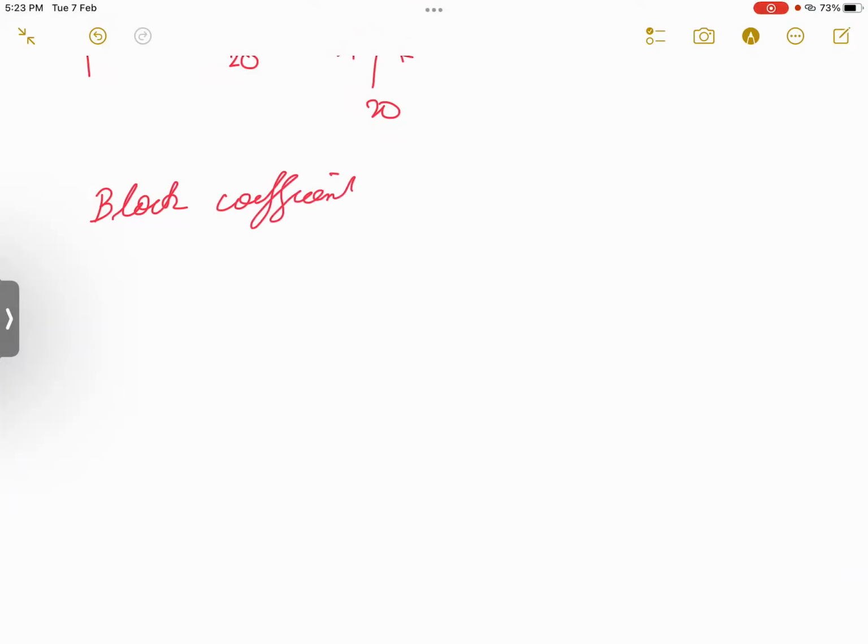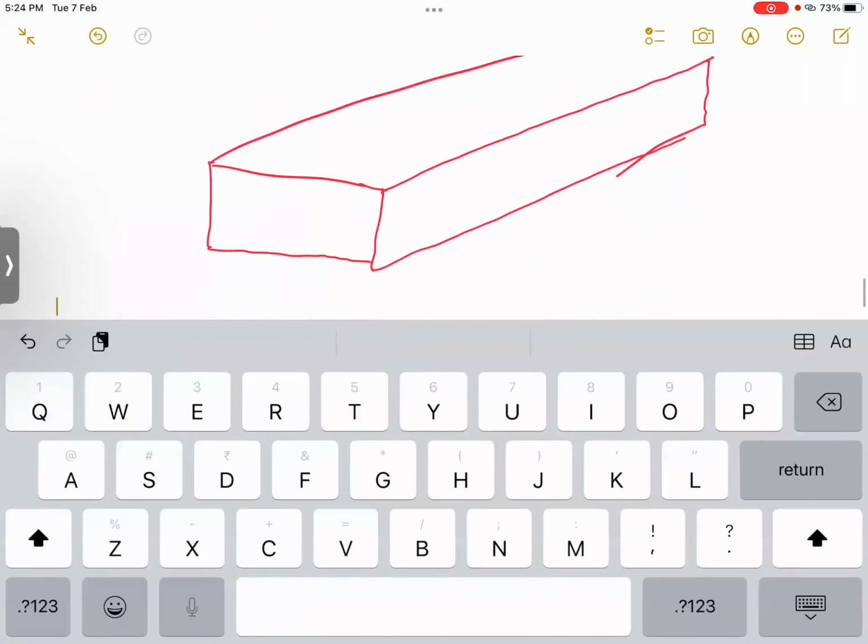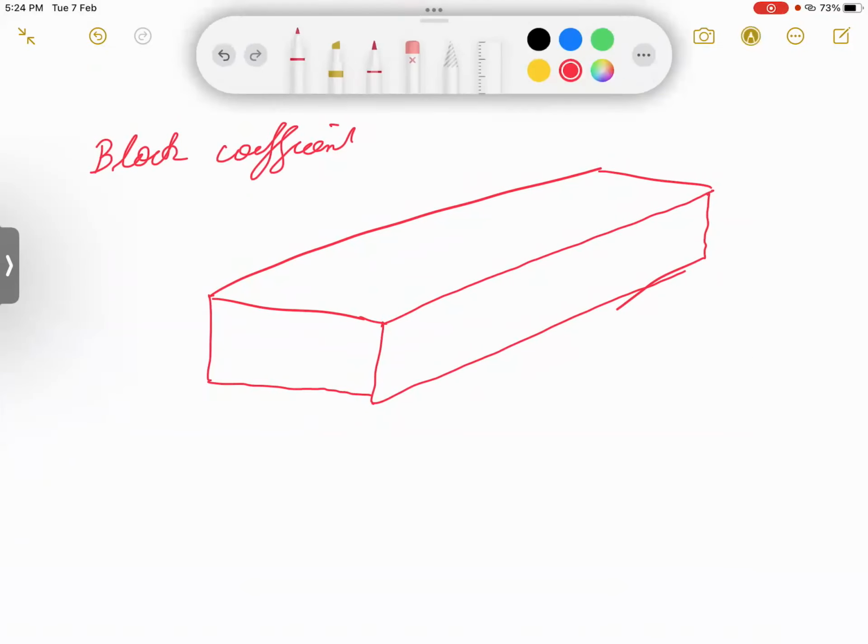As the name says, block means some kind of rectangle, right? Block coefficient. What you do here is you take a box. Just think it is a box and try to fit your ship inside it. Suppose you have a box, it will have a length, right? Let's say this is the length of the box. This is the breadth, right?